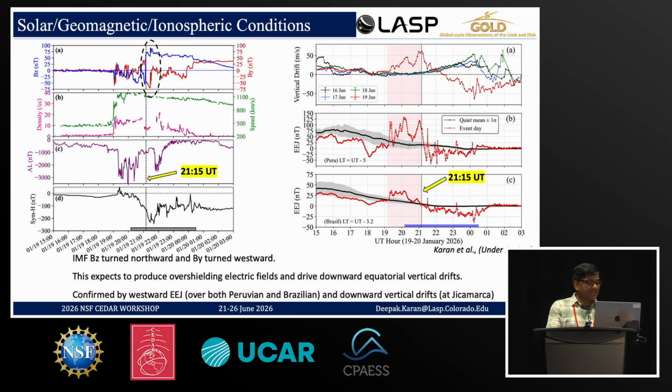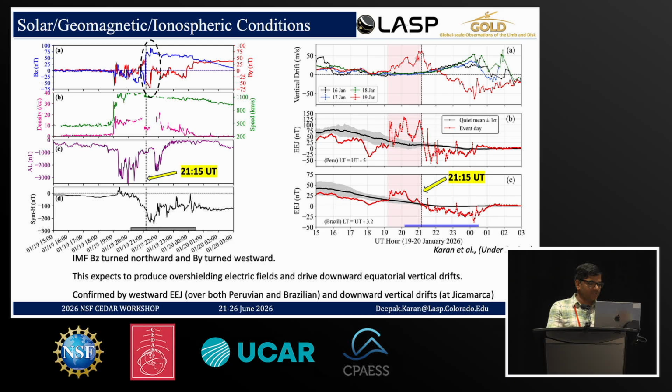And on the right hand side, I am showing the vertical drift over Jicamarca. The red is particularly on that day, others are in the previous days. And the EEJ, equatorial electrojet, over Peru and over Brazil, basically those two longitudes where we saw that merging. The EEJ is shown here. And look at what is happening at 21:15 UT.